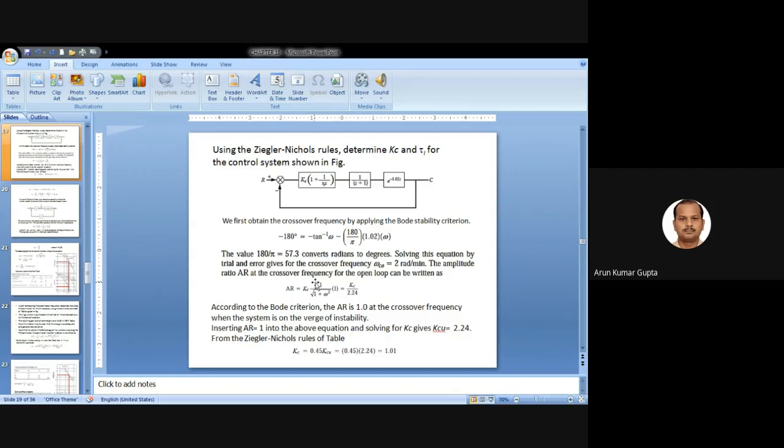Okay, let me go through it once quickly. Let's say this is the example where we have taken this as a transfer function. This is basically PI, we have 1 plus 1 upon tau I s. So this is PI, and this is a process, and this is some transportation lag. Okay, so if you find out the crossover frequency, meaning where we have a phase angle of minus 180, that is basically how you get the phase angle for this.